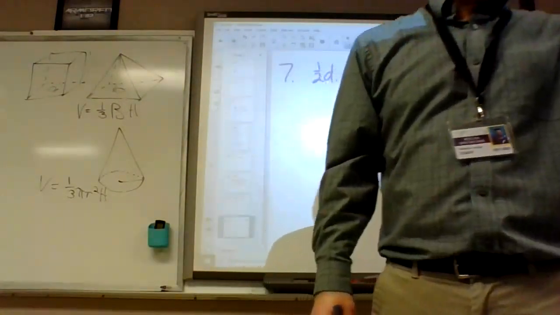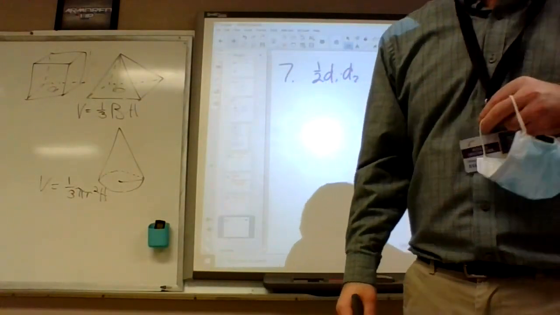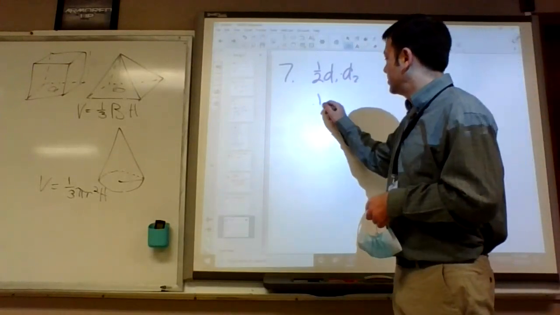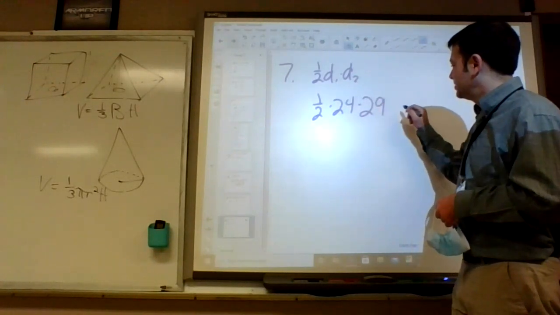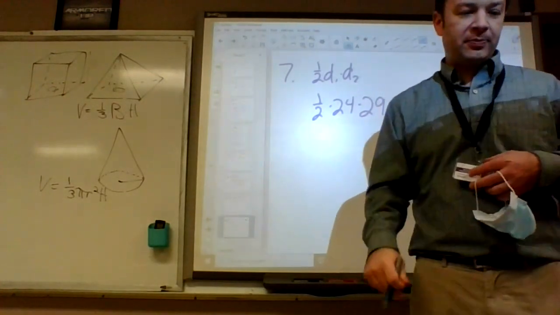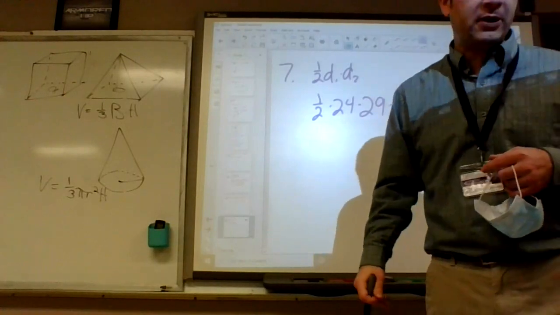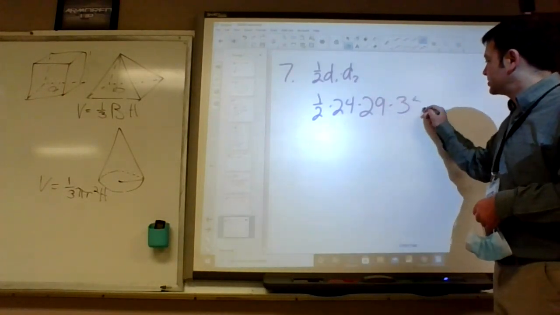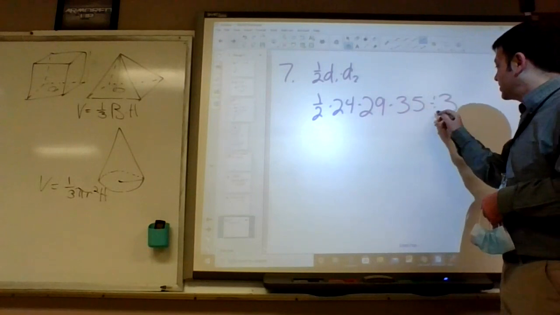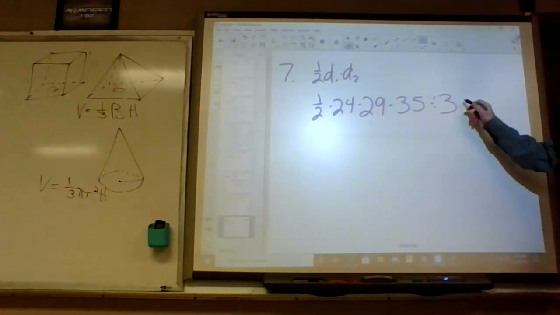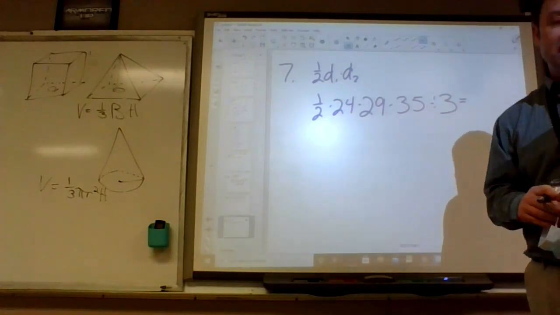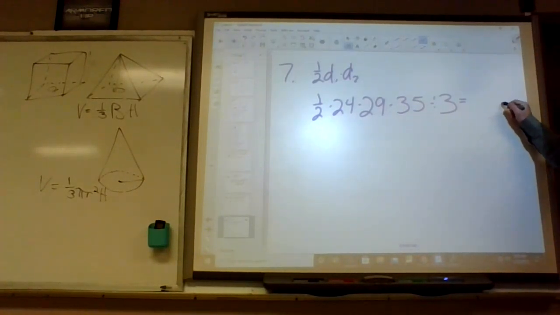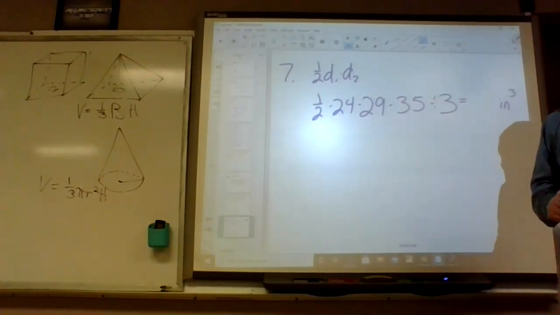So it says 24 and 29. So it's 1/2 times 24, which would be 12, times 29, times the height of the pyramid, which they told us was 35. And because it's a pyramid, we have to divide our answer by 3. So this would give us number 7. Since it's an actual problem, they gave us inches cubed.